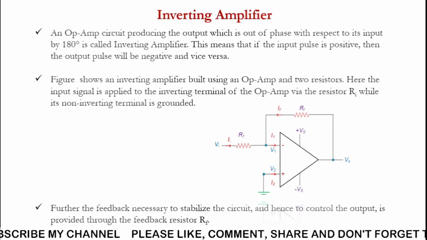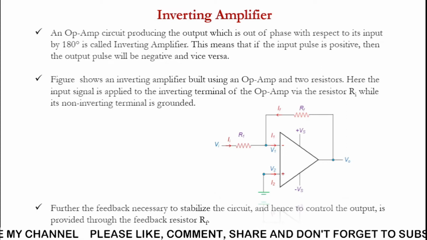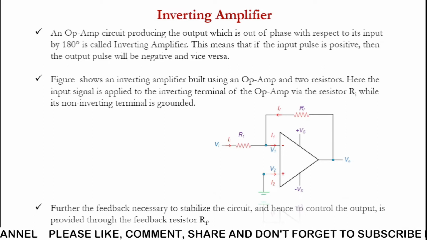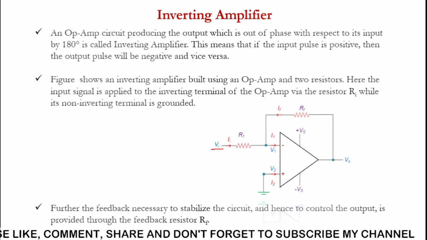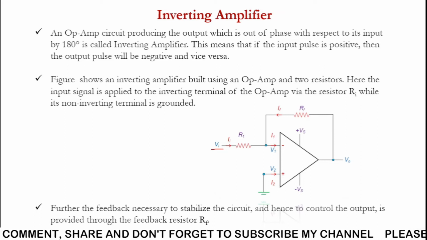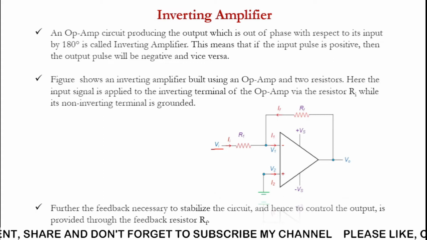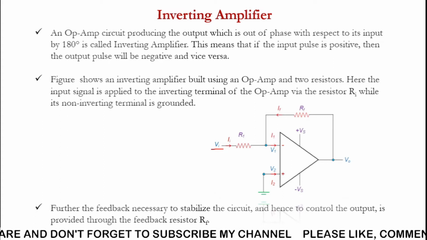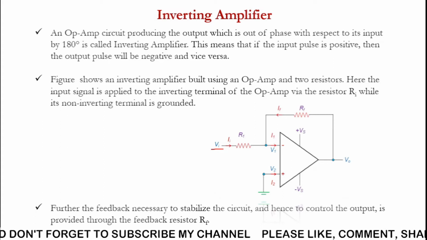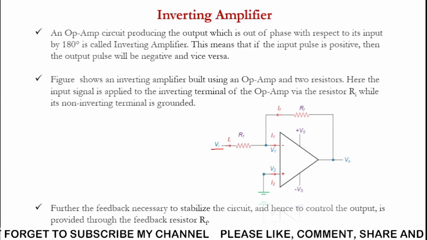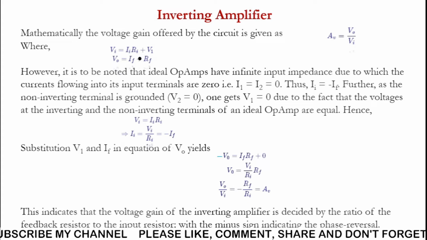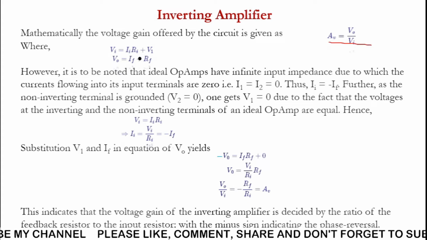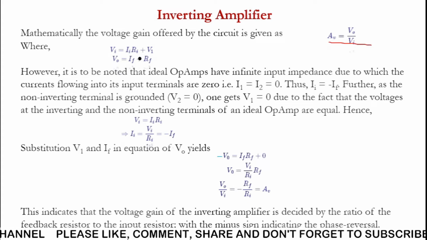The op amp will produce an output that is out of phase with respect to the input. We are going to prove it using mathematical calculation, how it is out of phase in the inverting amplifier. When the input pulse is positive, the output will be negative, or if the input pulse has 0 degrees, the output pulse will have 180 degrees. Look here, these are the mathematical calculations, how we are going to find the gain of the inverting amplifier.